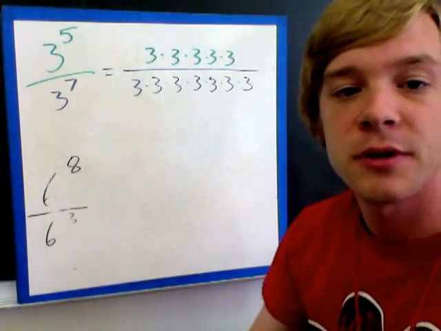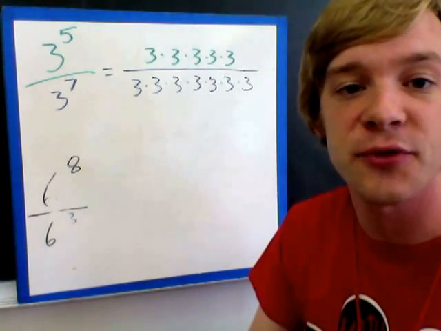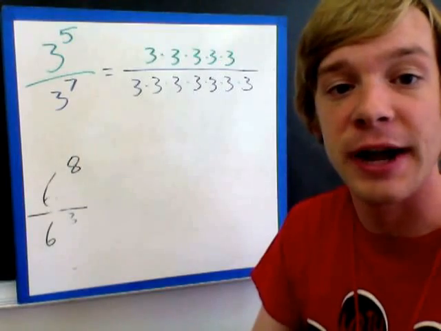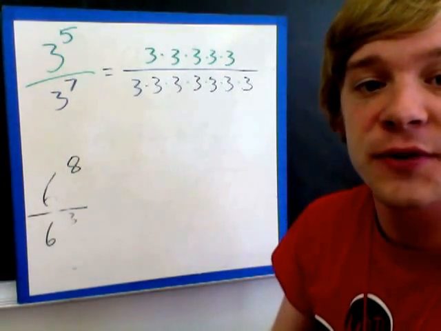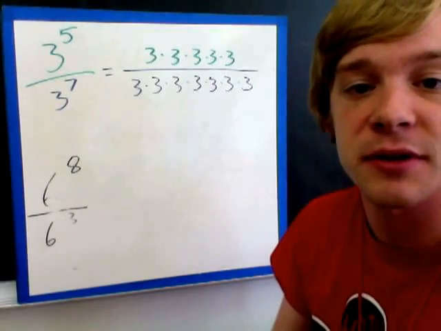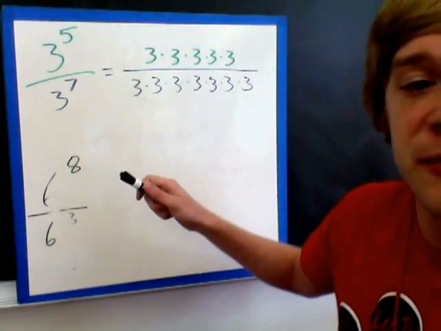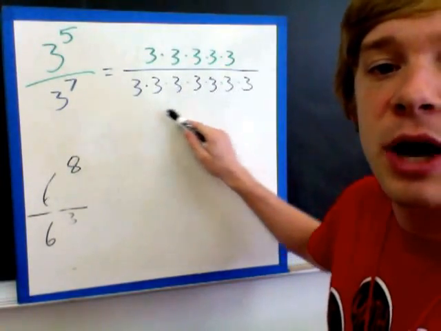As you should remember, whenever we're dividing, this is actually another way of writing a fraction. And so all of the problems we're doing today will be written as fractions. And if we see here, we have 3 to the 5th and 3 to the 7th. And if I write everything out, I have 5 3's on the top of my fraction, and I have 7 3's on the bottom of my fraction.